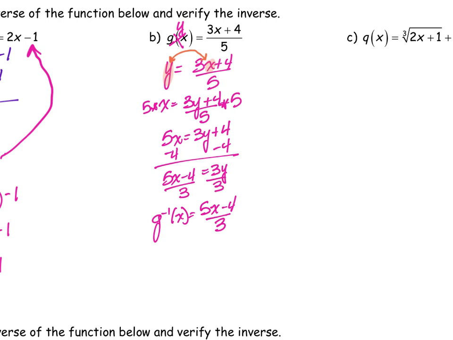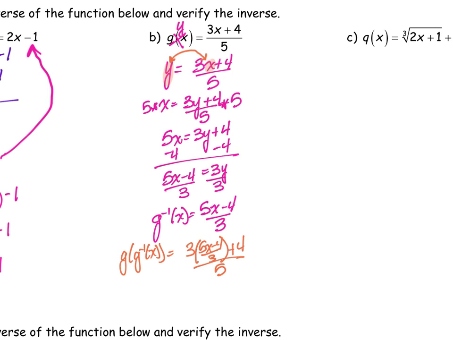And then we have to find the inverse. Okay, so g inverse of x is going to be 3 times 5x minus 4 divided by 3 plus 4, all divided by 5. Ugly, right? Order of operations.